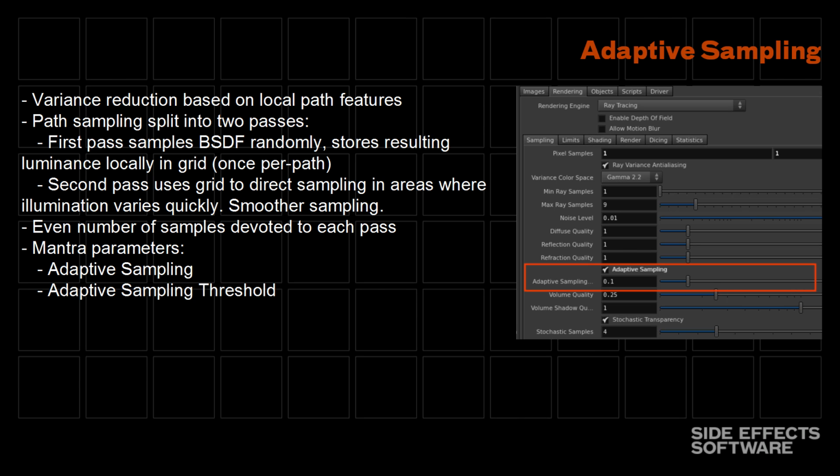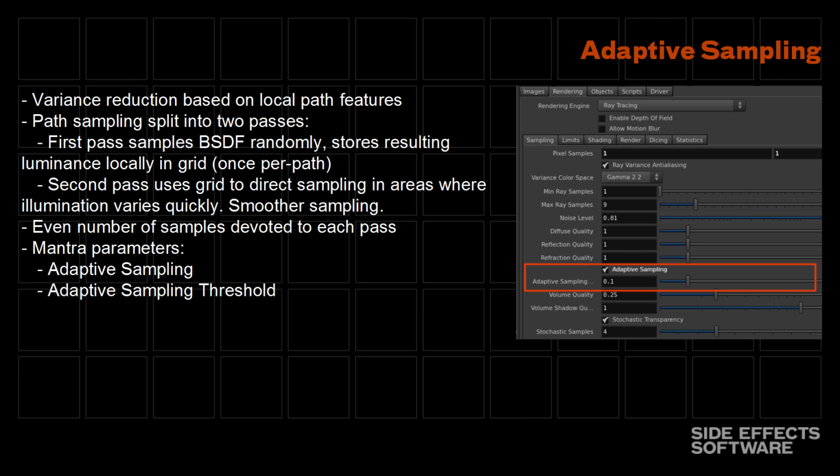Okay, so the first pass is the traditional unidirectional path tracing evaluation. So we sample the BSDF and we progress through the path trace as normal. We sample the BSDF randomly through the Monte Carlo method, and we store the resulting luminance locally in a grid. And that grid is stored at the root path. It's done locally and it's once per path. Okay, so we store an 8x8 grid that represents the spatial variation throughout the path.